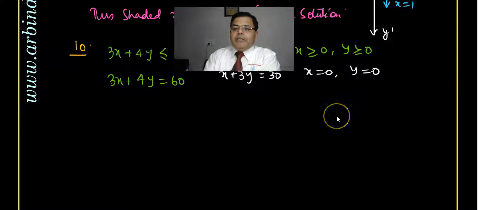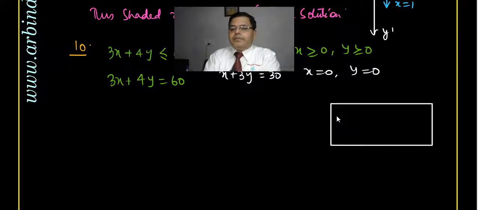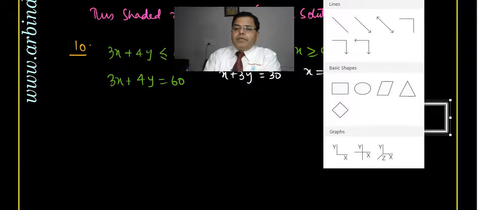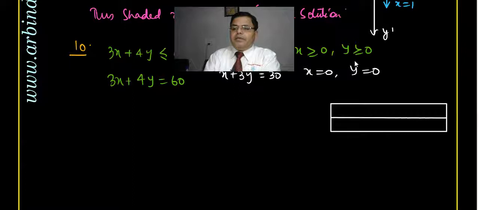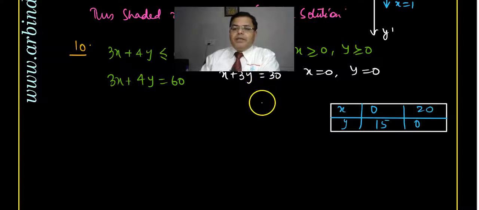So here we can have the values of x and y. I hope you got it. So value for x and y. This is x, this is y. Now if you put x is equal to 0, then y is 60 divided by 4, that is 15. And if you put y 0, then x is equal to 20. So 20 and 15, these are the big values which will come in. And this is the table for 3x plus 4y.